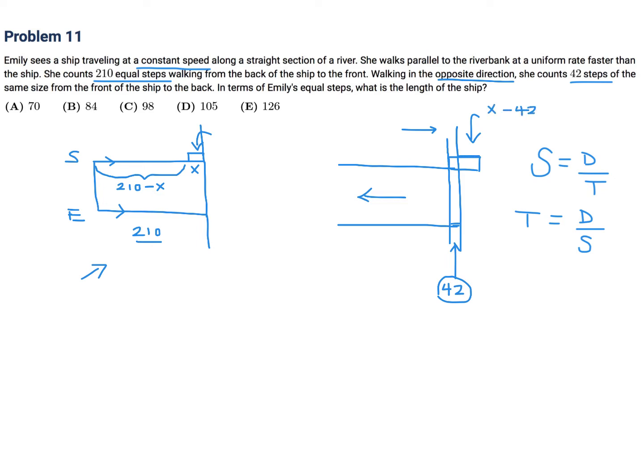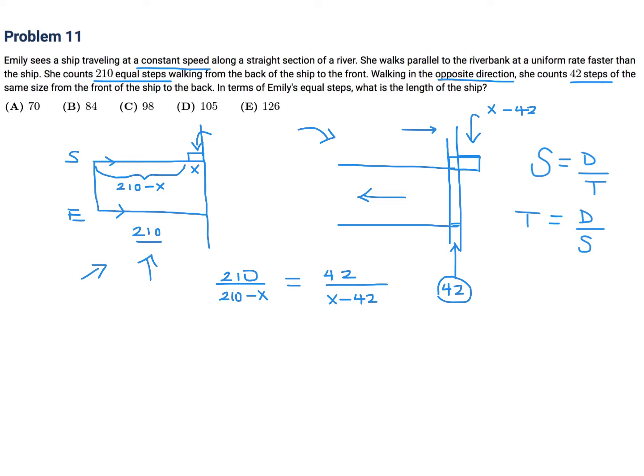Okay, so now the ratios: 210 for Emily and 210 minus x for the ship. And in this scenario, Emily is 42 and the ship is x minus 42. We're doing a ratio of the distances. And because they're traveling at constant speeds, these ratios would be equal. So we set them equal like that, and then we have basic algebra that we can solve.